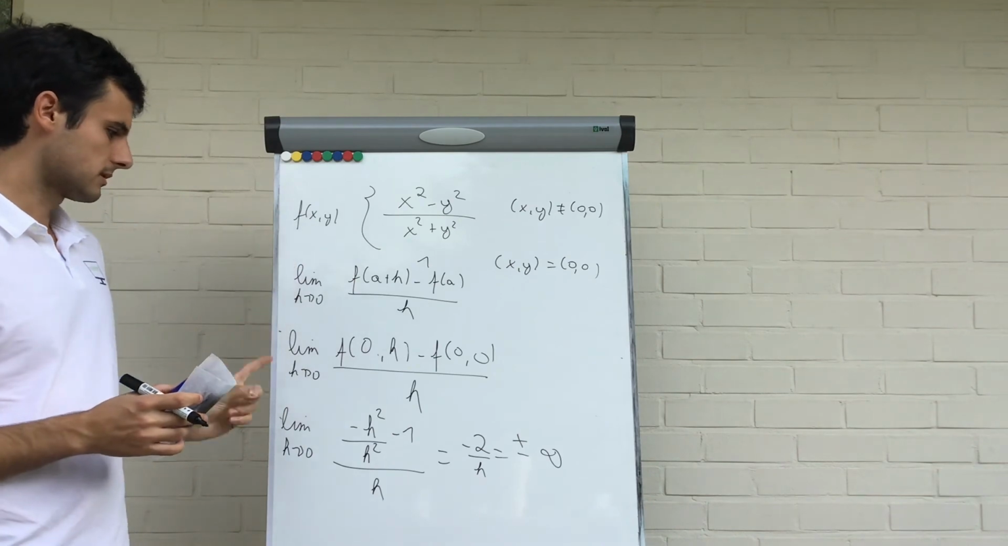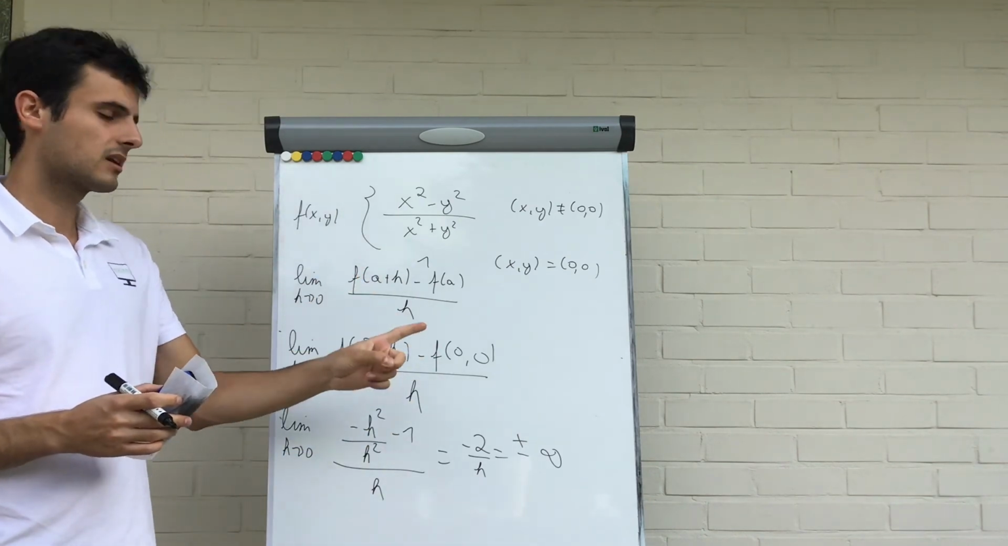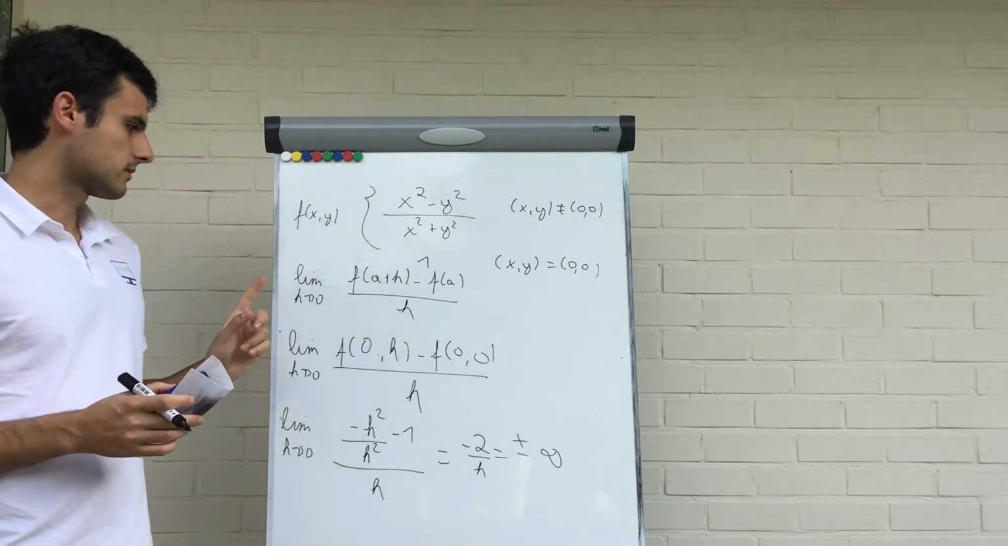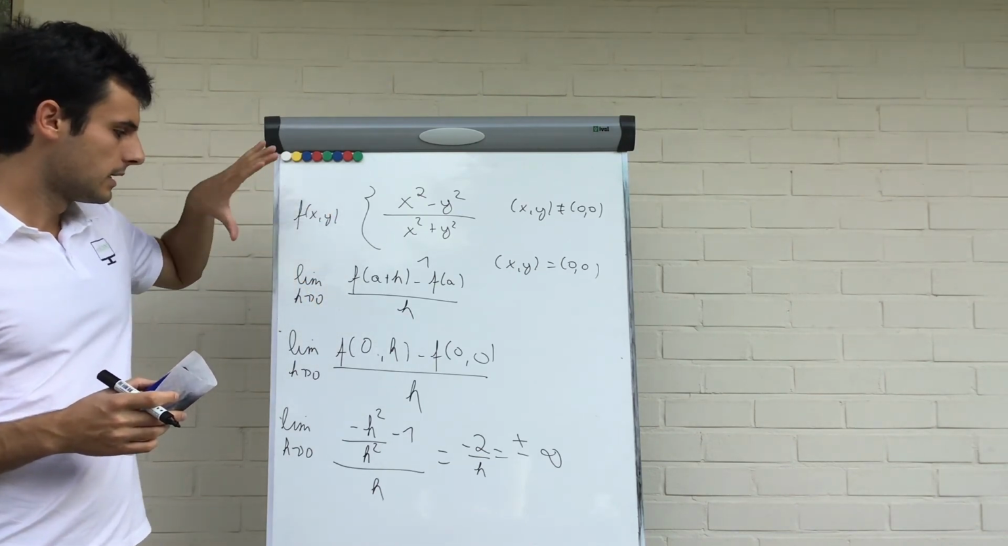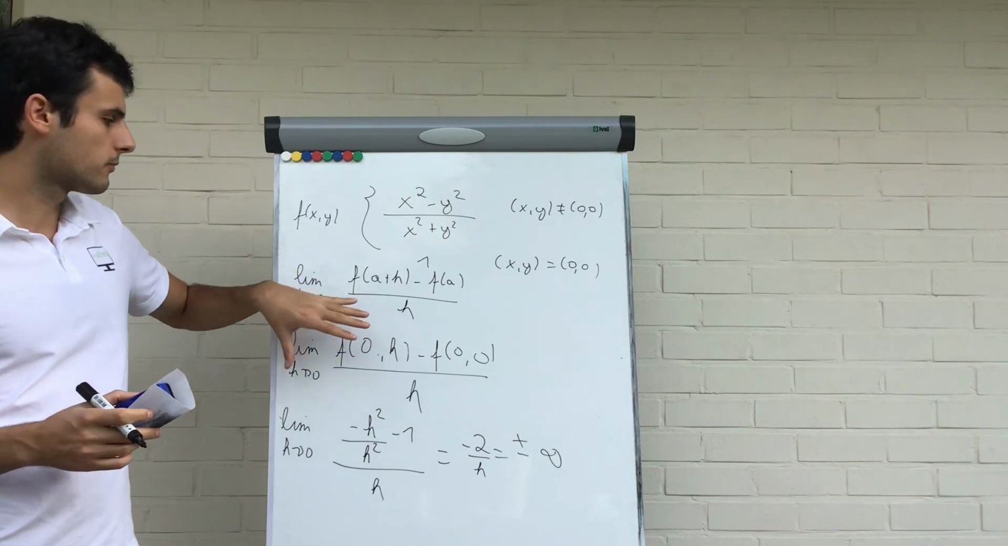The first partial derivative exists and is 0. The second partial derivative doesn't exist. So we see the formula for one variable is very similar to the formula for two variables.